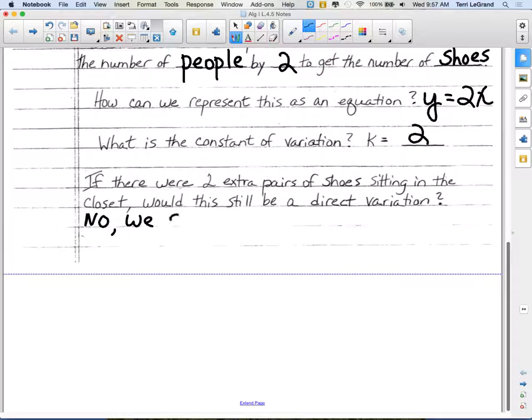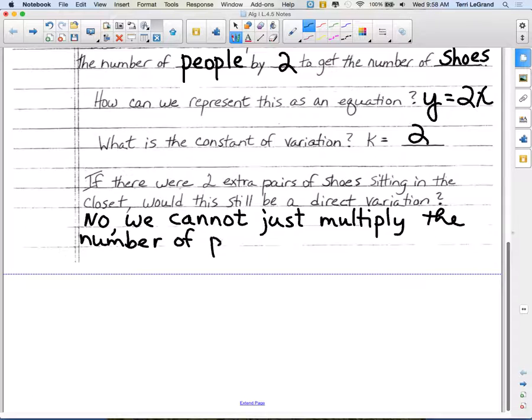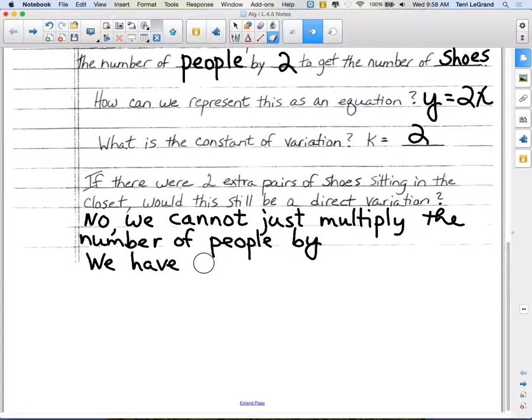We cannot just multiply the number of people by 2. We have to add 4. I gotta put the word add in there. We have to add 4 each time.